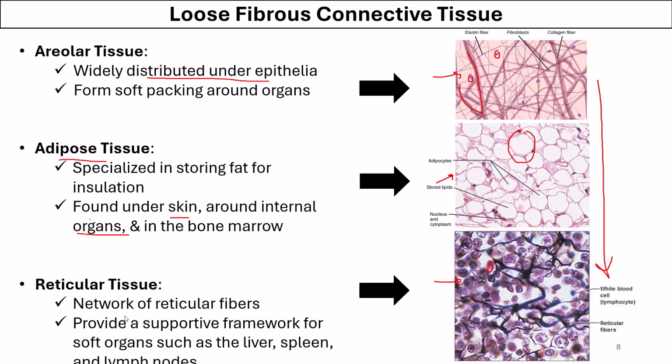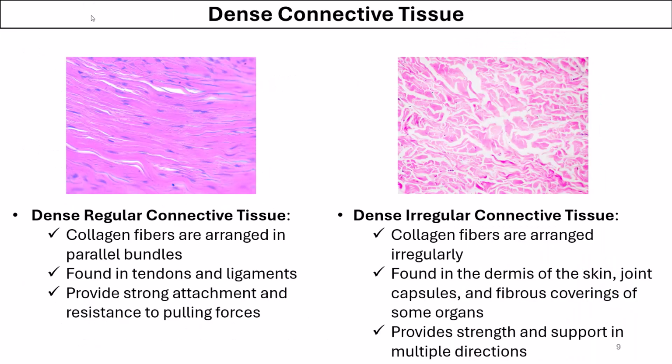Reticular tissue is named so because reticular means forming networks. So in this tissue there are networks of fibers. They also provide support and protection around soft organs inside our body, such as liver, spleen, and lymph nodes.